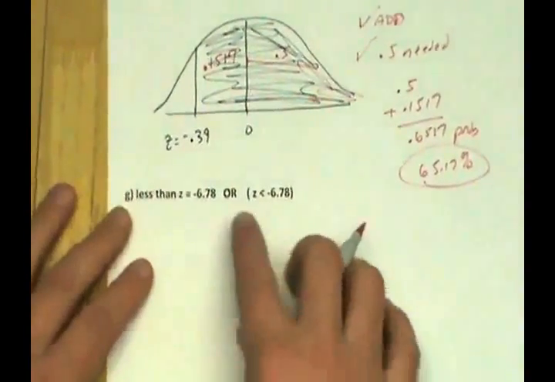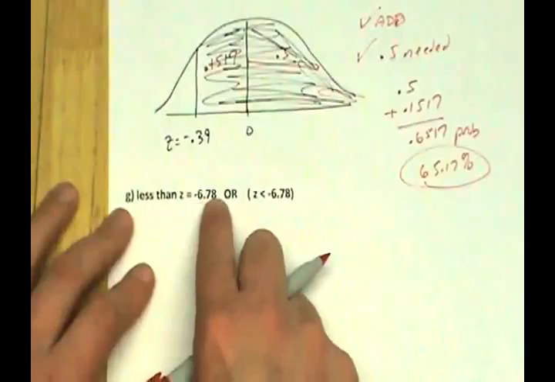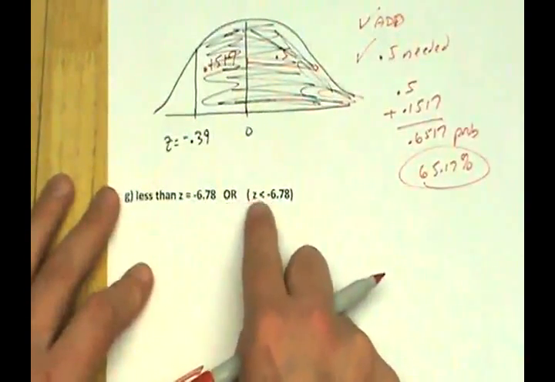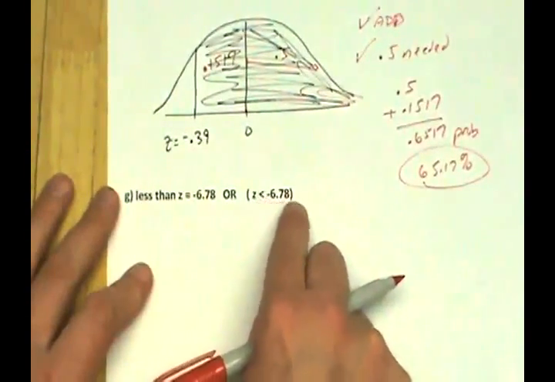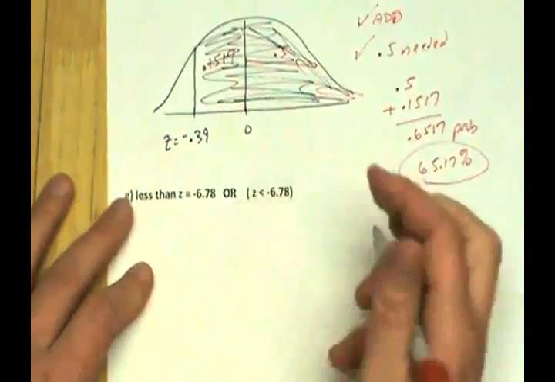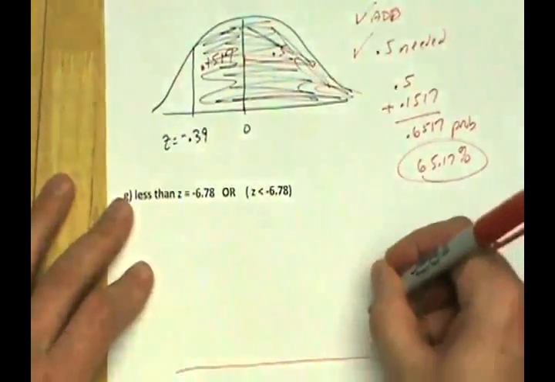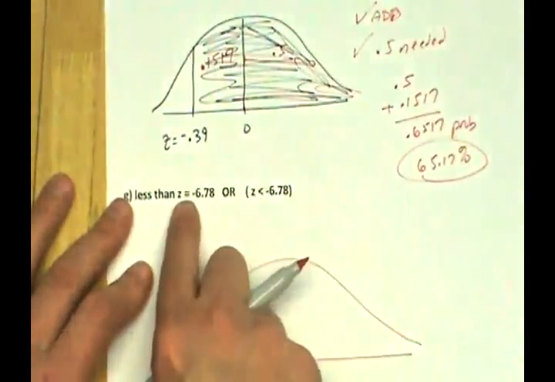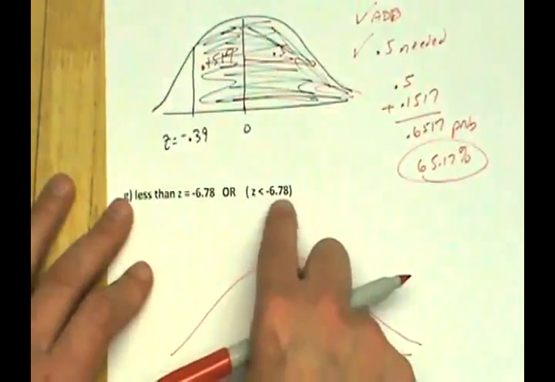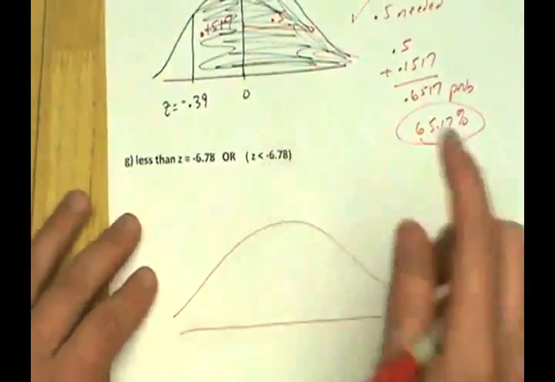Let's try another one. Less than negative 6.78. Or z is less than negative 6.78. Less than and z less than are both the same type of question. One is using the English wording and the other one is using the mathematical algebraic notation.